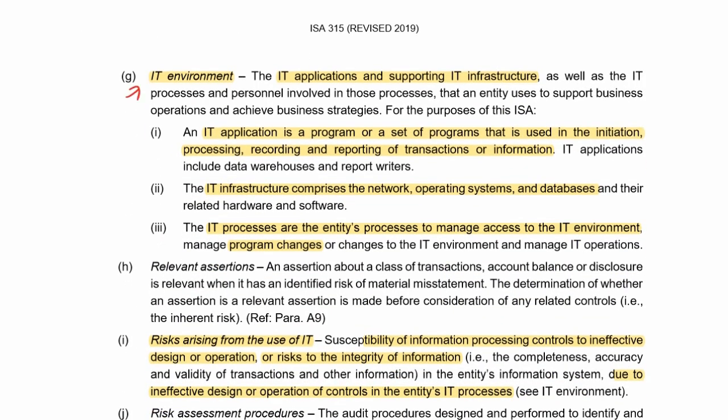Next, the IT environment. The applications and supporting IT infrastructure. So it says an IT application or program is what is used to initiate, process, and record the transaction. So that's your information system. The IT infrastructure. What have they chosen? A network, operating system, a database. And then the IT processes and how they manage any program changes.